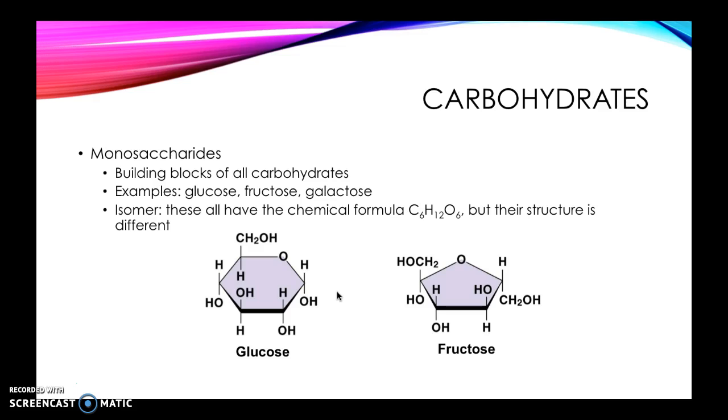This is an introduction into carbohydrates. The building block of all carbohydrates is a compound called a monosaccharide. The three most common monosaccharides are glucose, fructose, and galactose. All of these are isomers, which means that they are compounds that have the same chemical formula, but a different physical structure. Notice that they all have the chemical formula C6H12O6, but their ring structures look different.